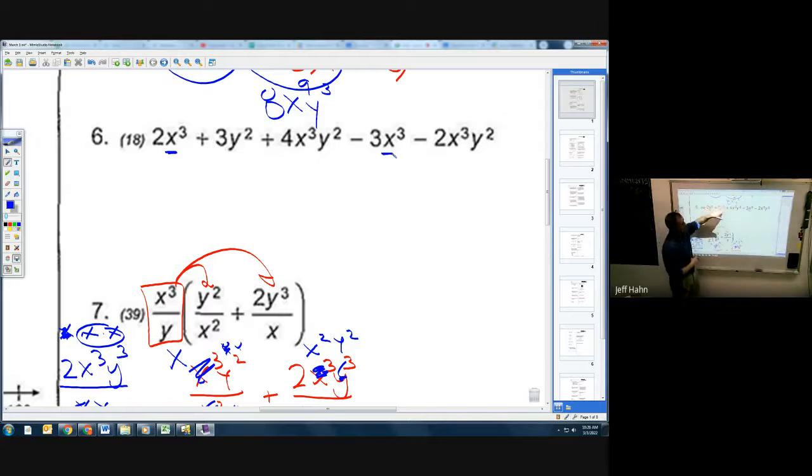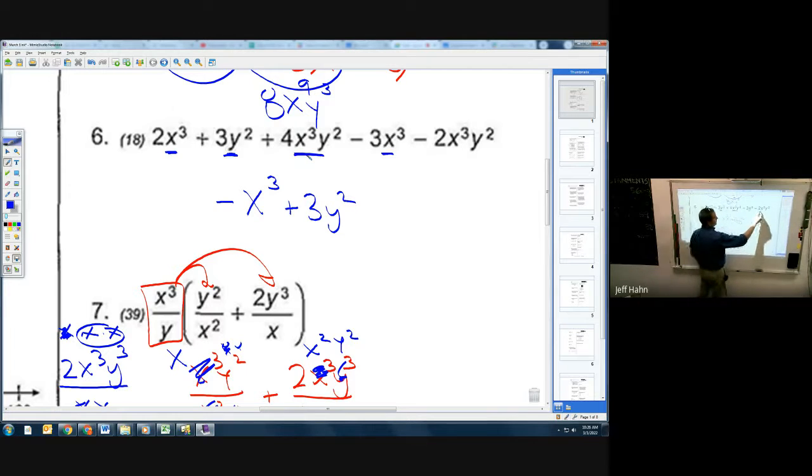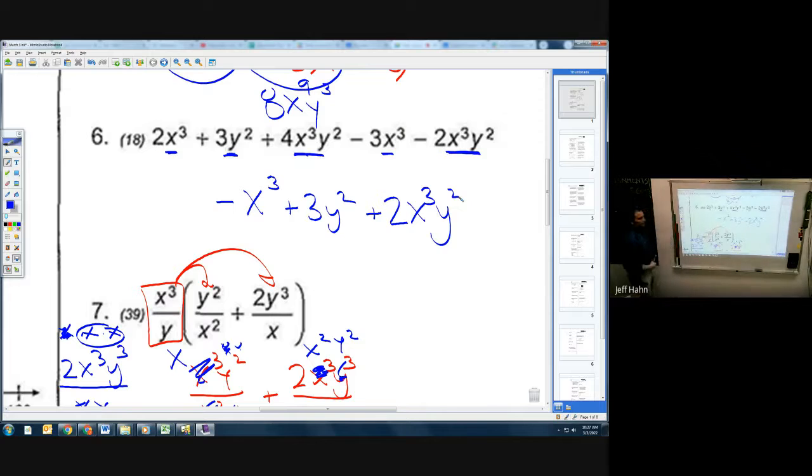If I have 2 x cubes and I take 3 of those x cubed away, I'm left with negative 1 x cubed. Again, I don't know why the book put it as negative 1 x cubed. We don't put 1s in front of them. Is there another y squared term? There is not. So it just stays 3y squared. Is there another x cubed y squared term? Yep, this is x cubed y squared. You have 4 of them. You're taking 2 of them away. So you're left with 2 of them. The exponents don't change because you're not multiplying them.